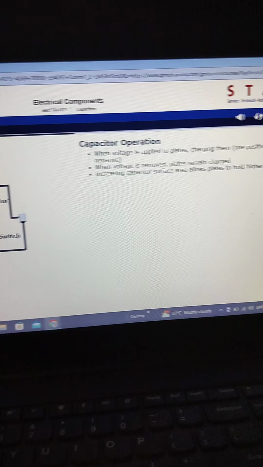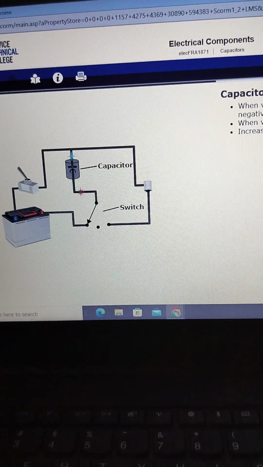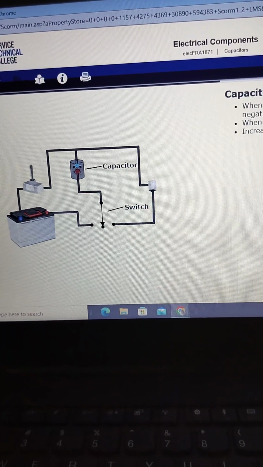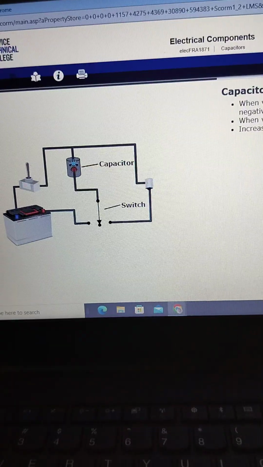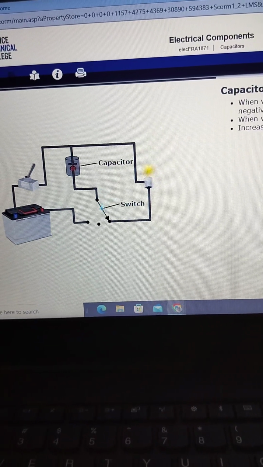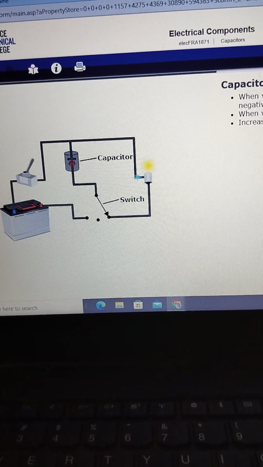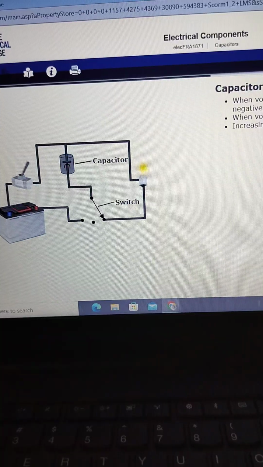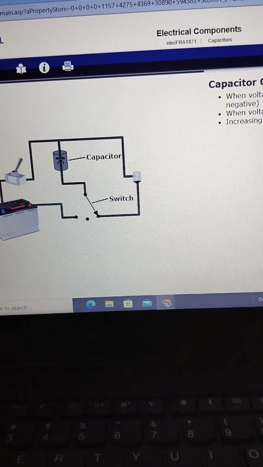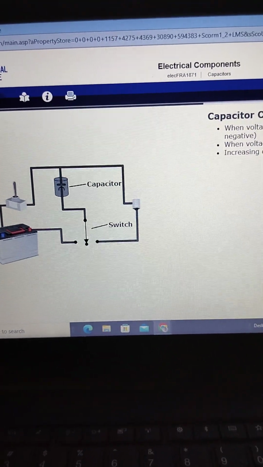When voltage is applied to the plates, they become charged. One of the conductive plates is positively charged, while the other is negatively charged. When the voltage is removed, the plates remain charged. If the surface area of the capacitor is increased, the plates will be able to hold a higher charge.